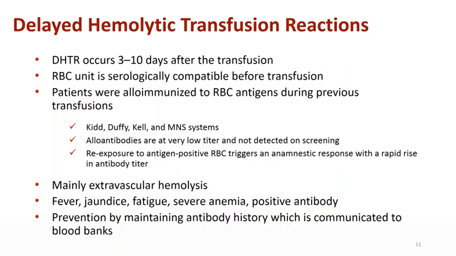These are often extravascular. The patient starts to develop a fever, their eyes get yellowed, they get fatigue, and if tested, they'll be anemic, and at that time, the antibody will be positive. This can be prevented. Probably the most important thing one can do to prevent reactions is to sustain very good blood banking records to know about these transient antibodies.